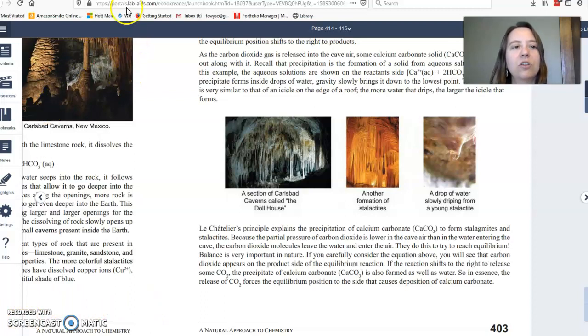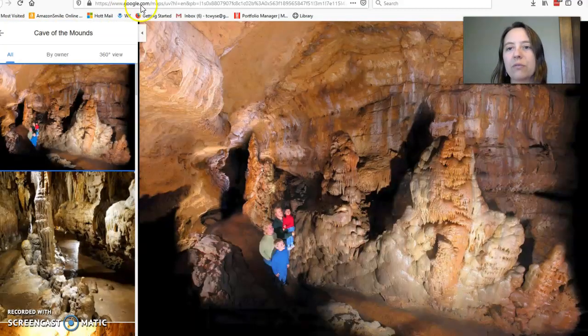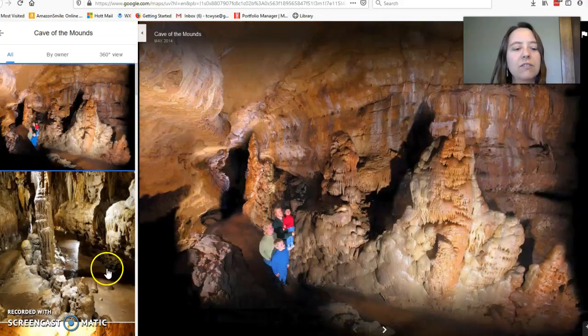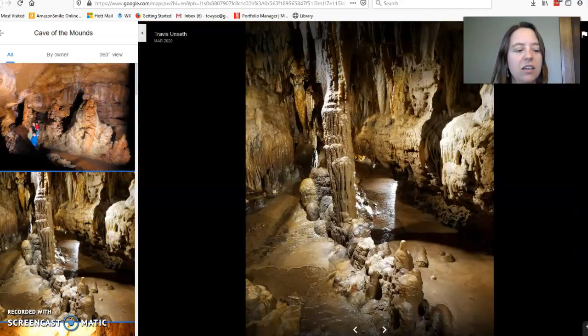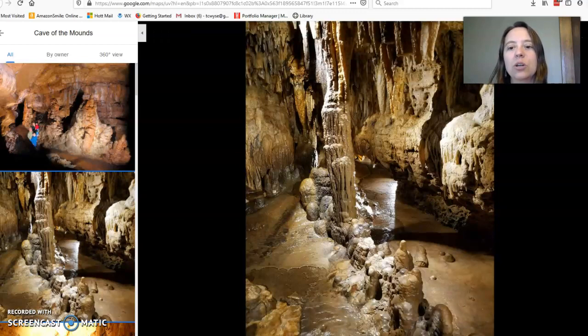And a question for you is, have you ever been in a cave? One of my favorite caves around here is Cave of the Mounds, and that is over kind of by Madison. And there are some really pretty formations in Cave of the Mounds, and that's something that you pay and you have a tour guide that brings you through the cave.